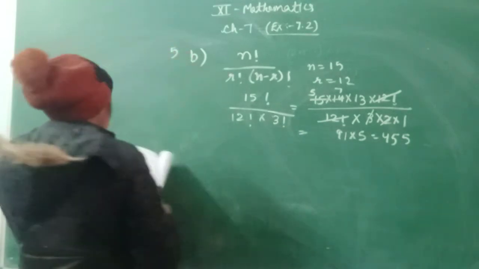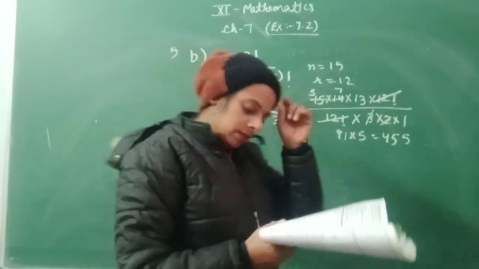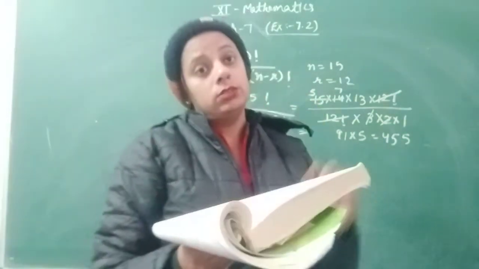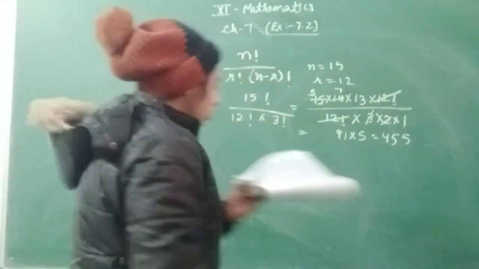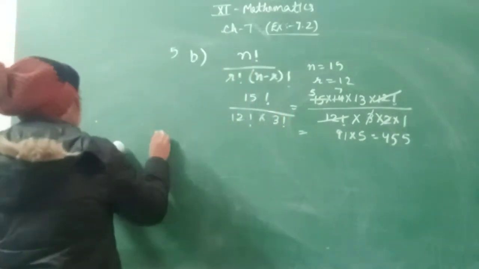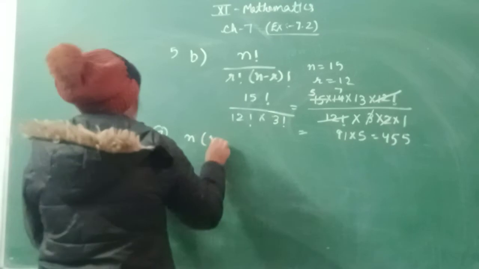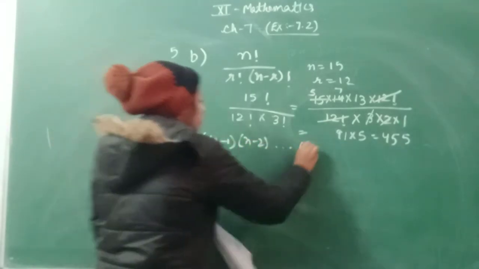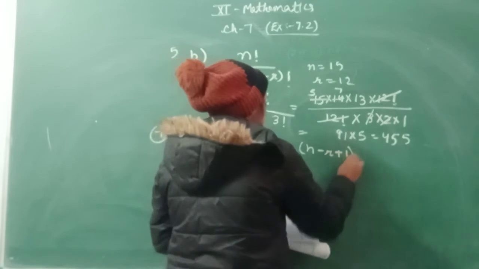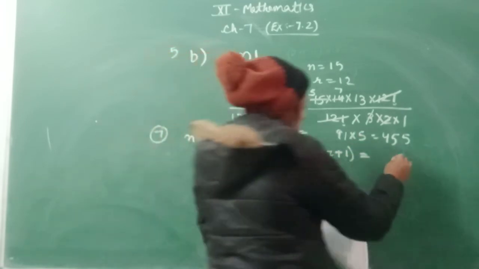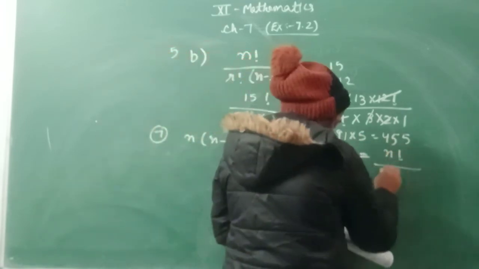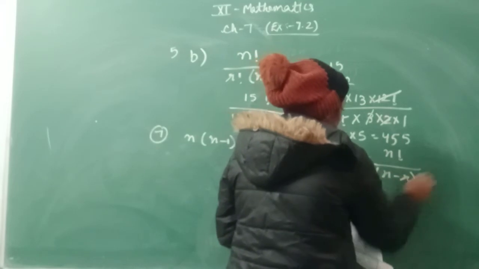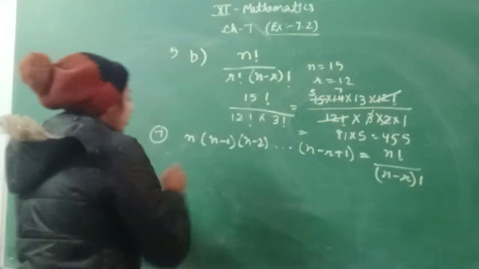Question number 6 is just like question number 4, second part. You just try by yourself and then reply. Come to question number 7. There is n minus 1, n minus 2 up to n minus r plus 1. And on the right hand side you have n factorial by n minus r factorial. I am taking the right hand side here.